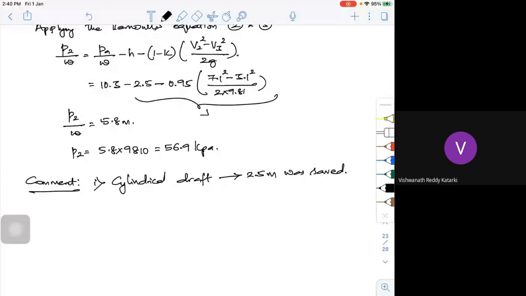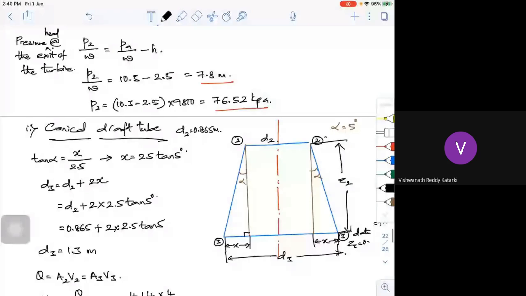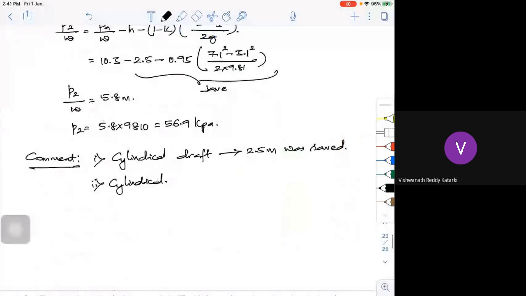This is your saving. In the first case, the cylindrical draft tube, it is only 2.5. But in the second case, if it is a conical draft tube, I am able to save 10.3 minus 5.8, that is 4.5 meters head of water. That is the amount of energy I am able to save and convert. There is a better conversion because P2 is much less compared to P2 in the cylindrical condition. So this is how you can solve the numericals, whether it's a Francis turbine or whatever.